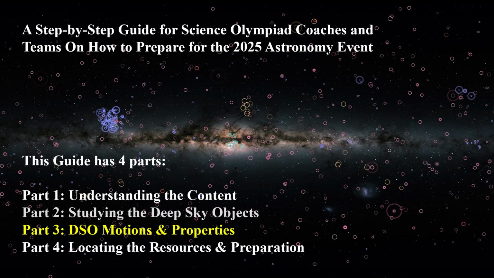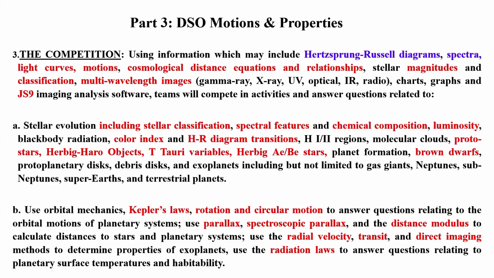That was a very brief overview and summary of the deep sky objects for this year. Part 3 coming up, as you see, is going to give an overview of the deep sky objects and their parent stars and their motions and properties. So paragraph 3b in the event description lists the motions and conditions that contribute to the range of exoplanet surface and atmospheric compositions, which help determine the likelihood of habitability and the parameters of the habitable zone.